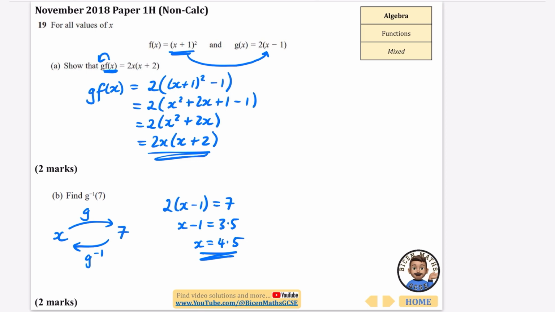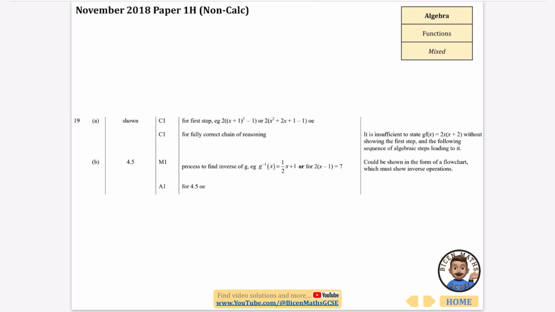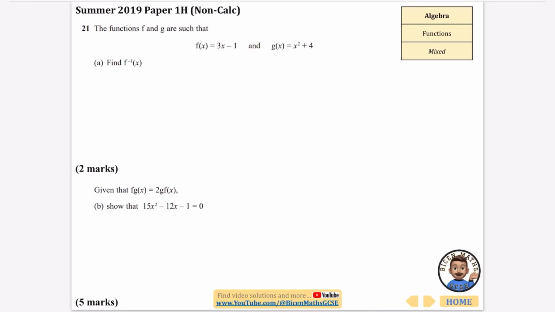And the first one was a show that question, so it's pretty done for us. And if you wanted to, you could have found the inverse function of g, and then you could have substituted 7 into that. But look, there's this other thing that you could do of just saying that it's equal to 7 instead.